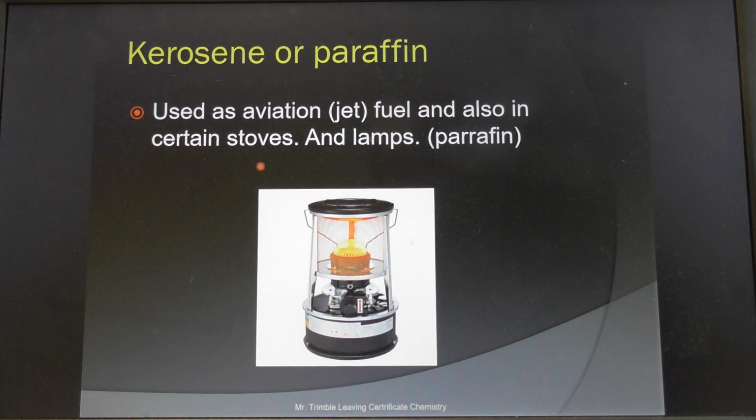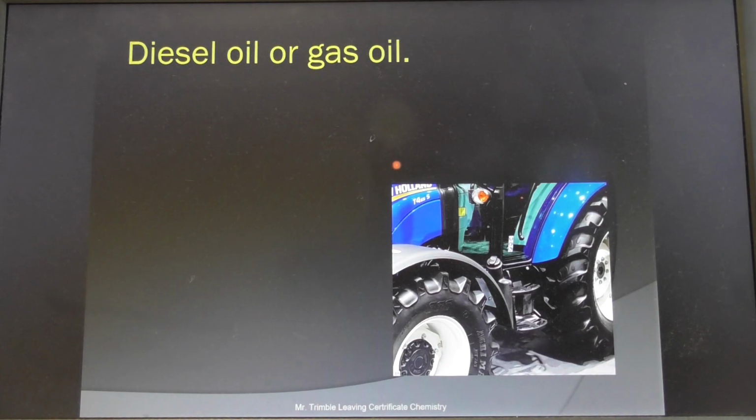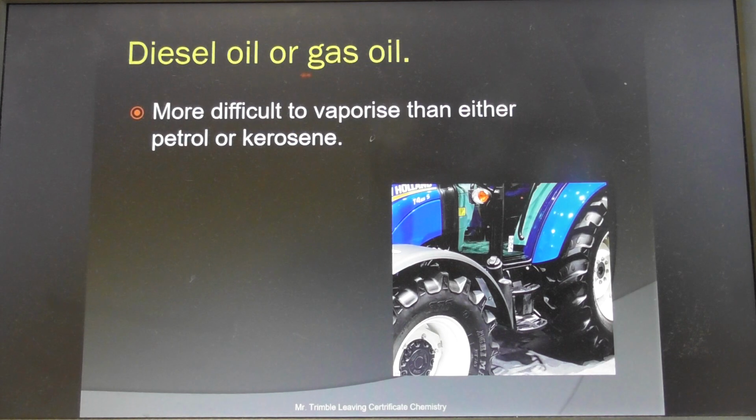Kerosene, you might have heard of kerosene lamps. That's what used to be used as street lamps before electricity. This is what a kerosene lamp looks like. A person used to go around every night and light the kerosene lamps along the streets. Some lengths of the carbon chains are also used in jet fuel, and paraffin is often used as well.